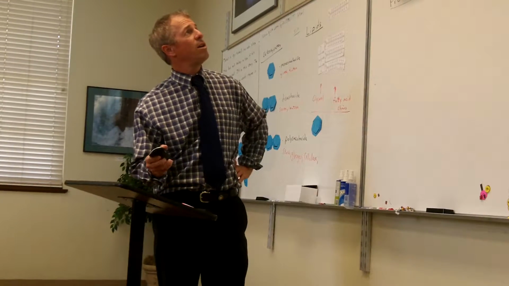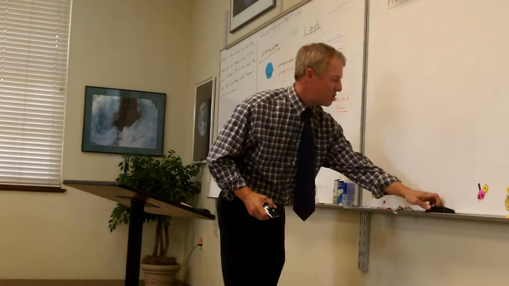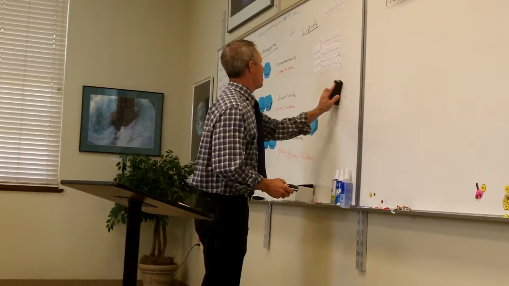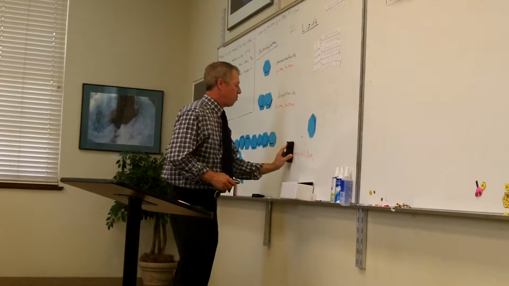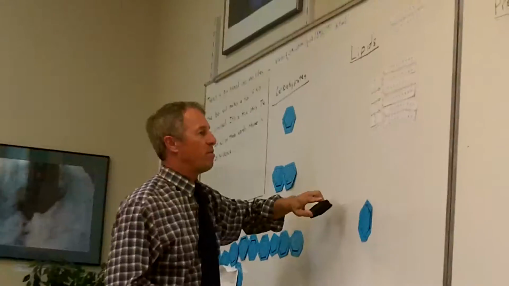Okay, we're doing chapter 5 today, which is carbohydrates and lipids, which is what I have up here on the board with my magnets. We're going to help learn this with magnets.